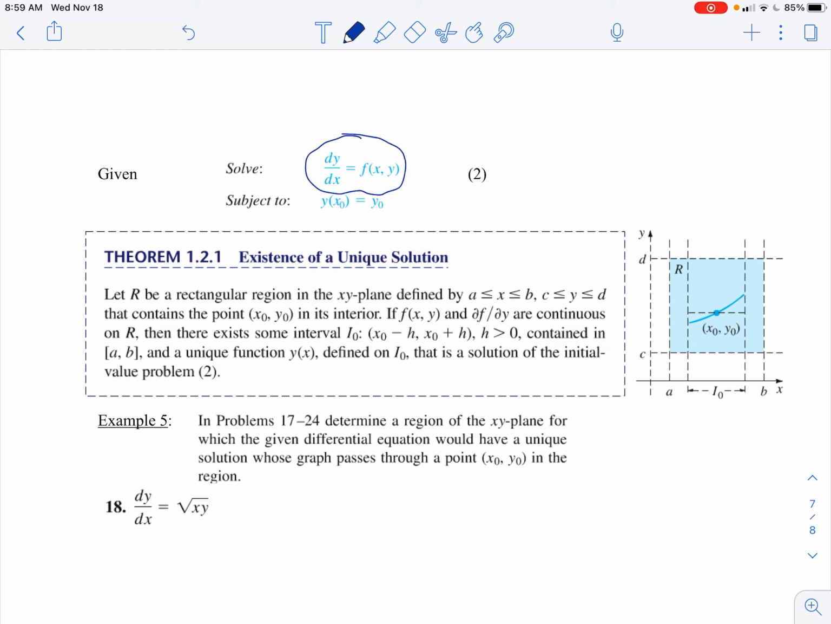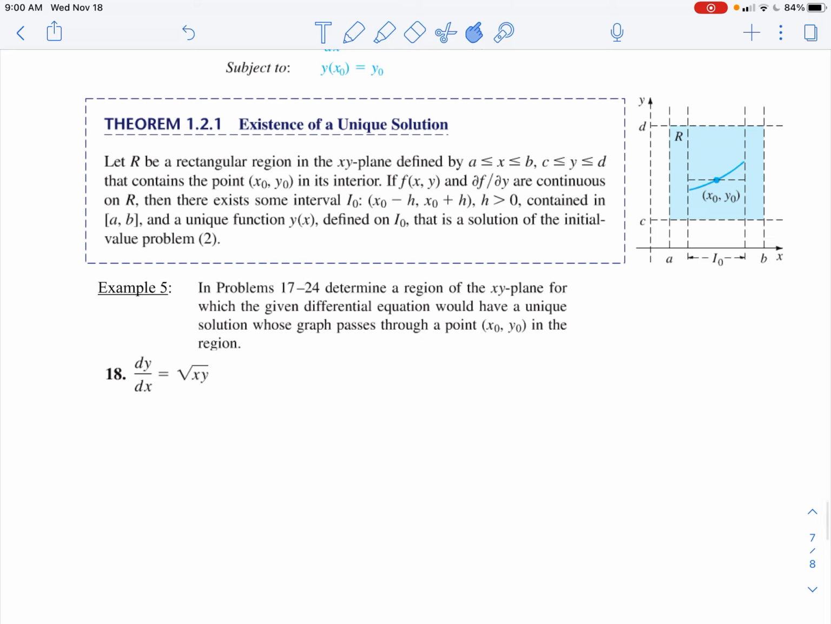All right, now, the next one, it says, solve. So here we have our differential equation. Notice that our differential equation is going to be equal to a function in terms of x and y. It could be, especially with implicit differentiation. And so our differential equation could equal a function in terms of x and y, and it's going to be subject to an initial point. We're going to talk about the existence and uniqueness of a solution, existence of a unique solution.